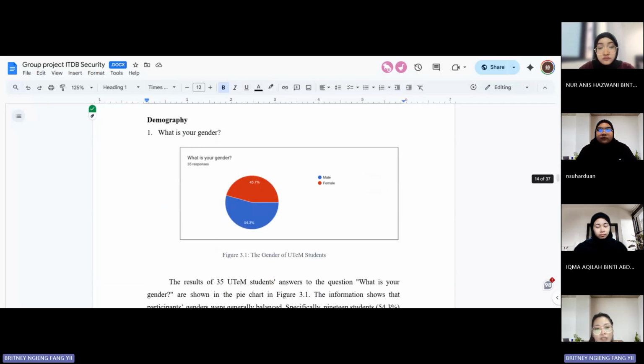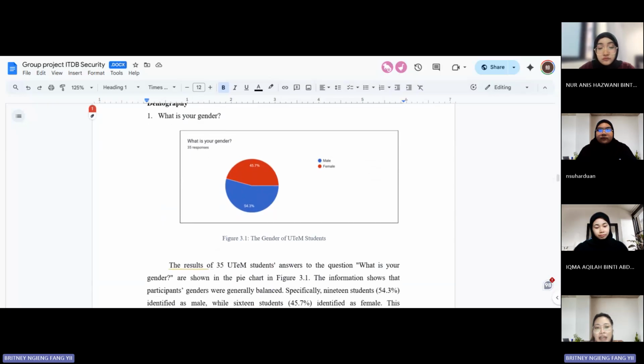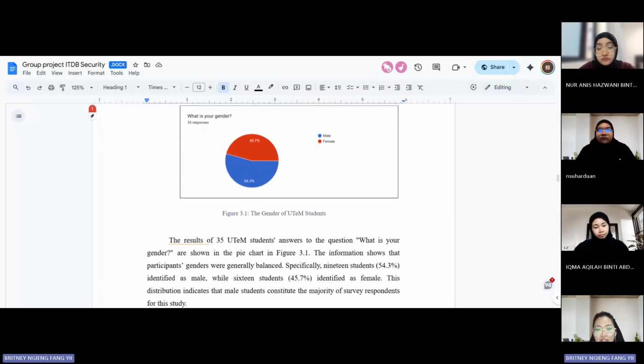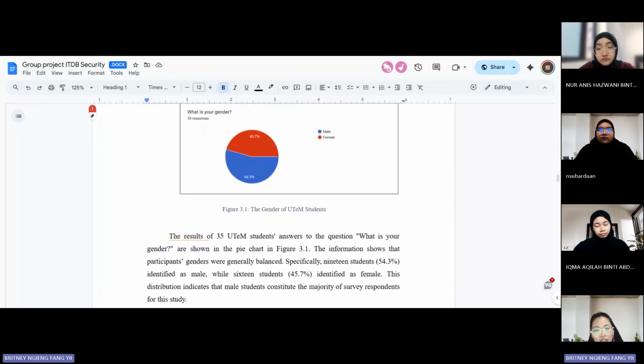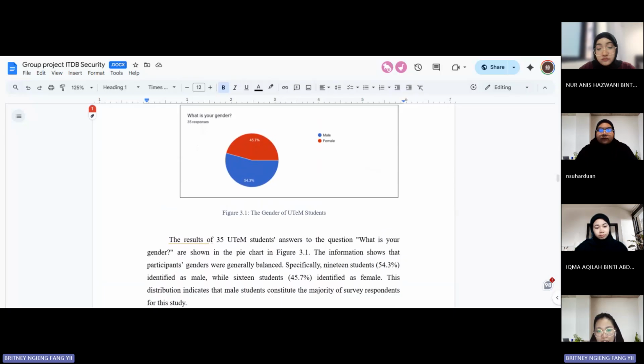So first, for the demography, we ask what is your gender. Among the 35 student answers, we can see that the male is more than the female, which is the male have 54.3% and the female have 45.7%. This distribution indicates the male students constitute the majority of survey respondents of this study.